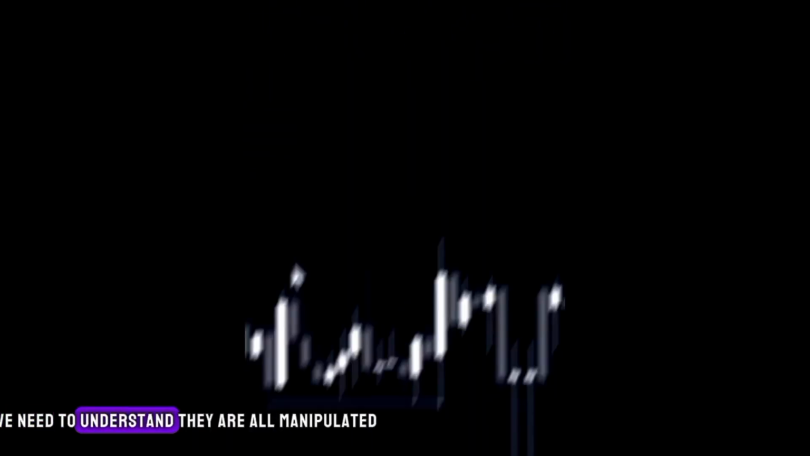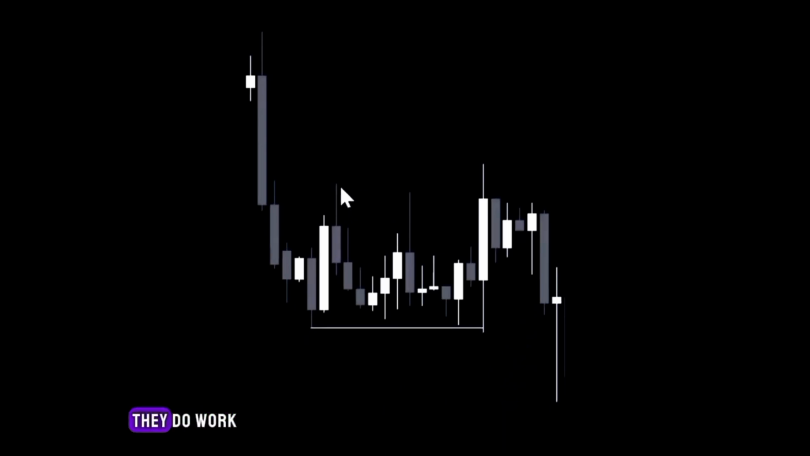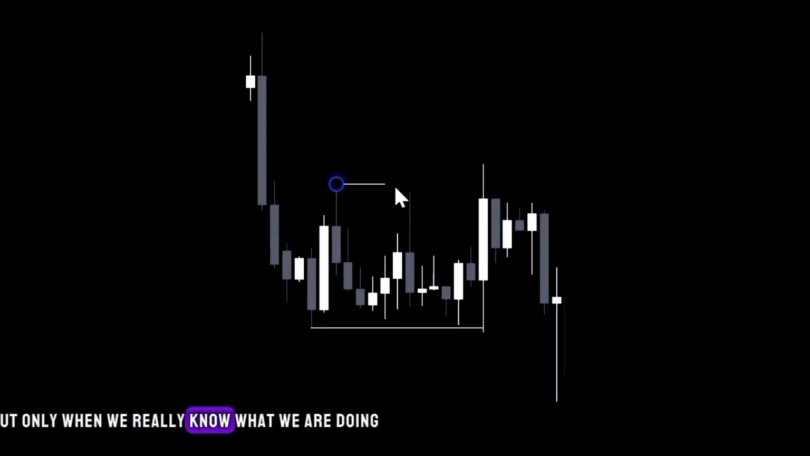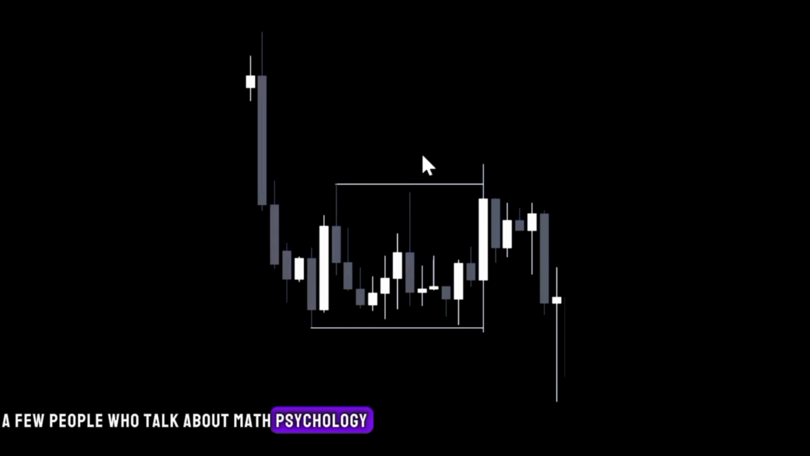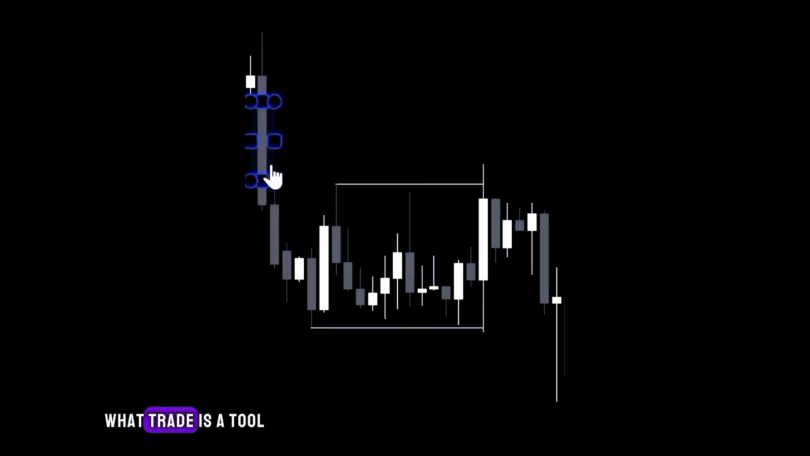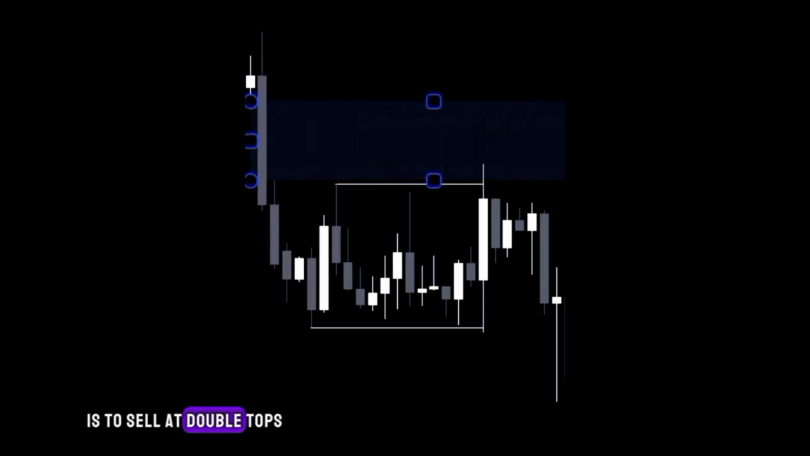We need to understand they are all manipulated and they do work, but only when we really know what we are doing and how we can trade around the manipulation, because there are a few people who talk about market psychology, and as long as we know what's going on and the market psychology behind these patterns, we can still trade them definitely. So what traders are taught is to sell at double tops or buy at double bottoms.